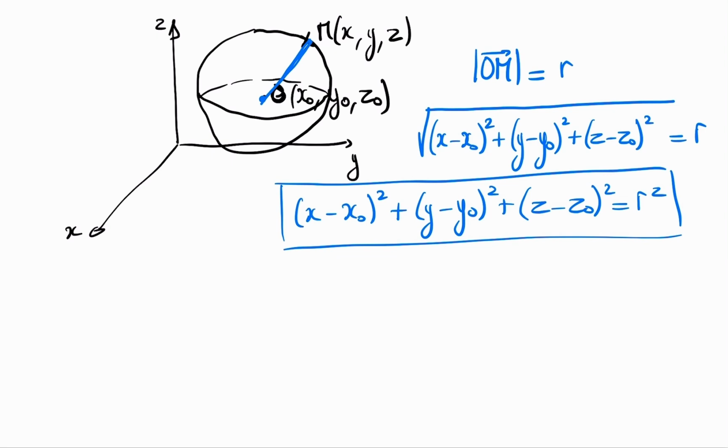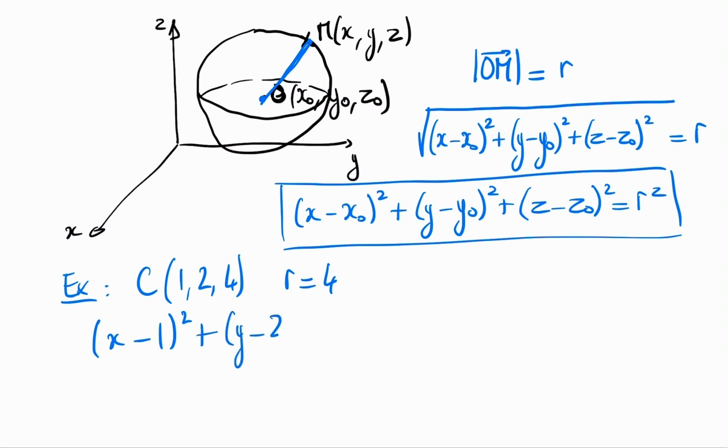So say, for example, if the center is 1, 2, and 4, and the radius is 4, what is the equation of the sphere? Well, easy peasy. It's x minus 1 squared plus y minus 2 squared plus z minus 4 squared is equal to 4 squared, which is 16. That's the equation of the sphere.